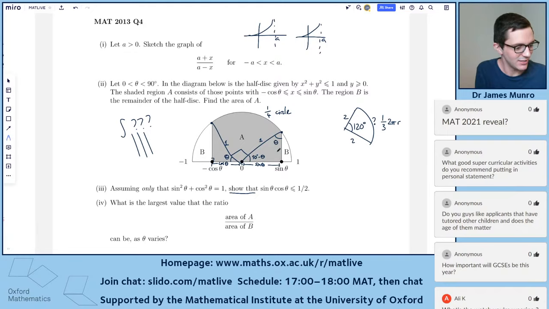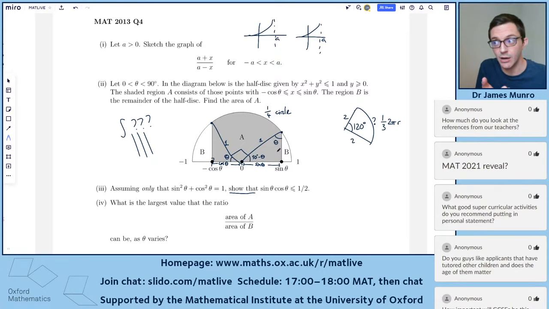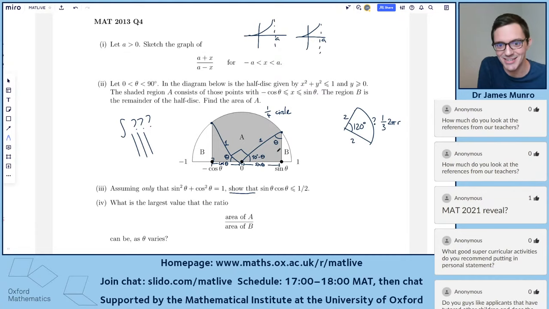References from teachers, somebody's mentioned as well. So references from teachers are very useful. They might have important information about the context around your application. They usually say, this person's great at maths, which is nice. So we do look at the references from your teachers. Usually they all say, this person's amazingly good at mathematics, hooray. But there's also some important contextual information in there sometimes.